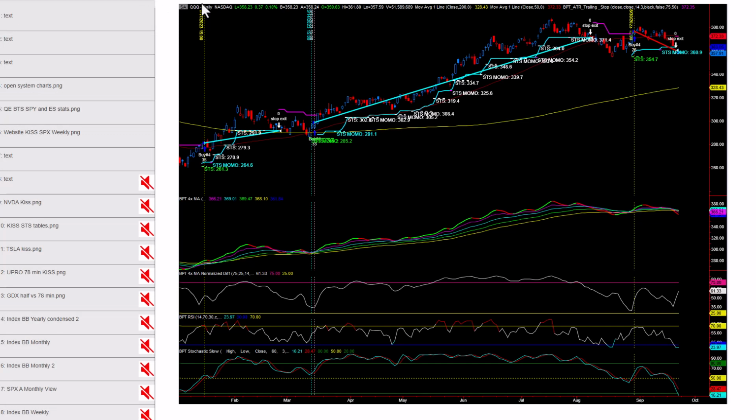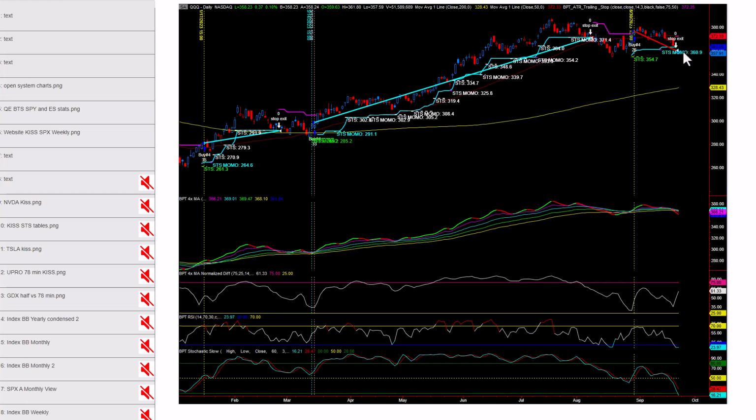So on the KISS systems, you can see it actually took a long in January, got out in late February for a small winning trade. It then went back long again a couple weeks later in March, held it all the way till early August. Nice winning trade. So you had 2 winning trades there, and then the next trade ended up being a whipsaw, small loser. It was able to raise its stop a couple times, but still a small loser.